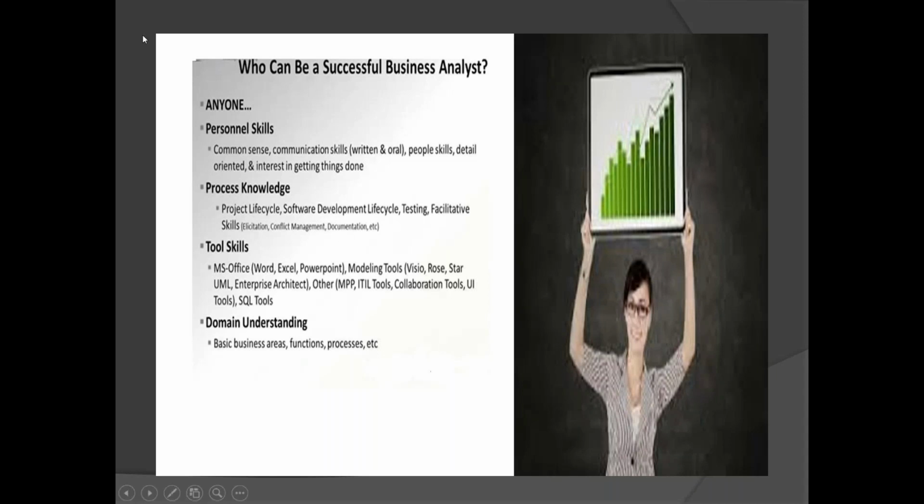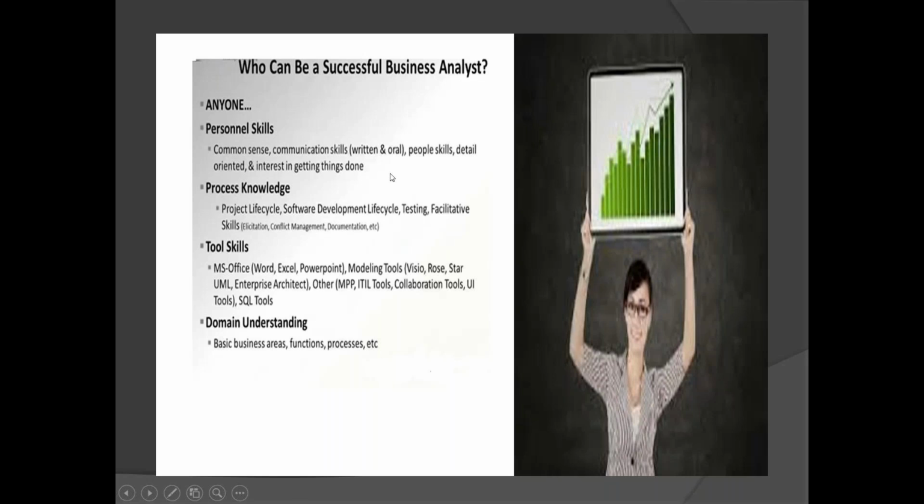And tool skills like MS Office, Word, Excel, PowerPoint, modeling tools, Visio, Rose, Star, UML, Enterprise Architecture, other MPP, ITIL tools, collaboration tools, UI tools, SQL tools. Here you need to take care of MS Office. You need to have a minimum knowledge of using MS Office, like how to use Word, Excel, PowerPoint, Paint, not in depth. Apart from that, I will take care of the other tools required as a BA. And domain understanding, so basic business areas, functions, process, etc. This also I will take care of.